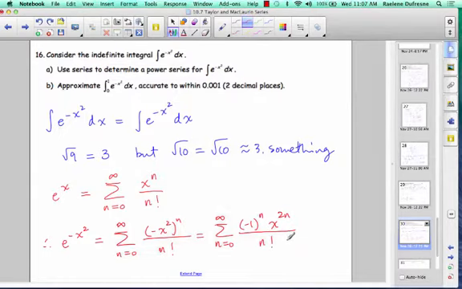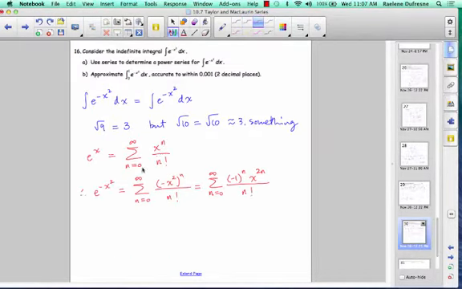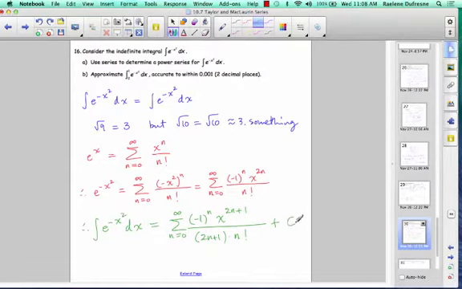and now what we want to do is integrate the series to get the antiderivative. So the antiderivative of e to the negative x squared dx is going to be the sum from n equals 0 to infinity of negative 1 to the n times x to the 2n plus 1 divided by 2n plus 1 times n factorial. And then of course we have an indefinite integral, so we need plus c.